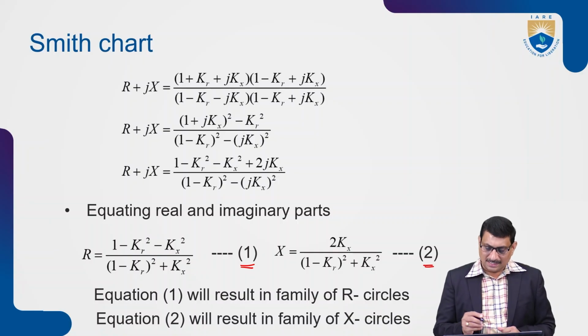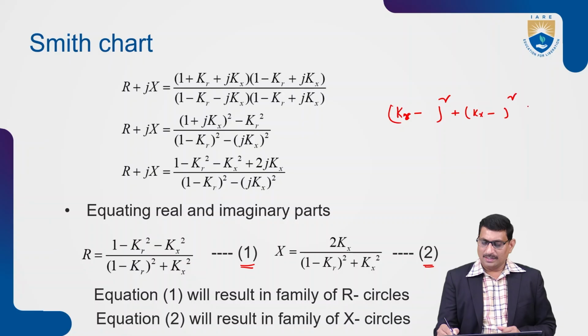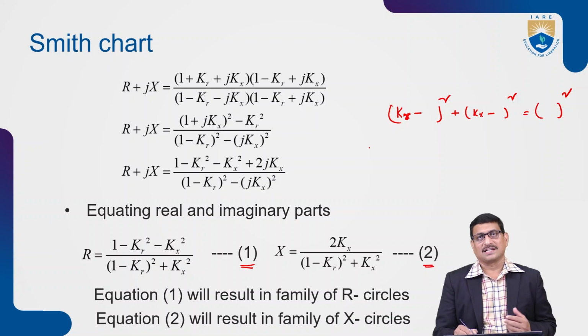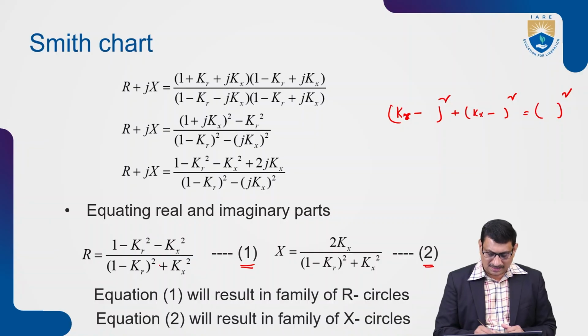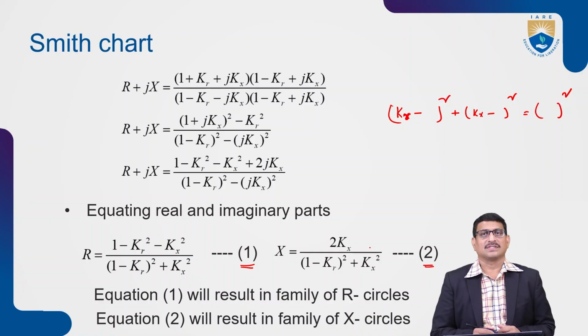If it is a circle equation, it must be like this: kr minus something whole square plus kx minus something whole square equal to something whole square, like x minus a whole square plus y minus b whole square equal to some r square. If it is in this form, then I can say that it is a circle equation. So I am calling equations 1 and 2 circle equations, but by looking at them, they may not exactly be in circle equation form.